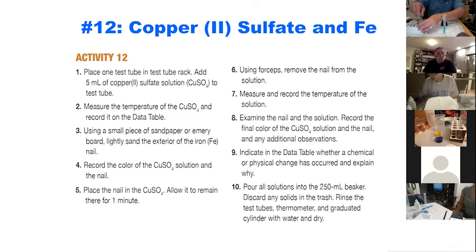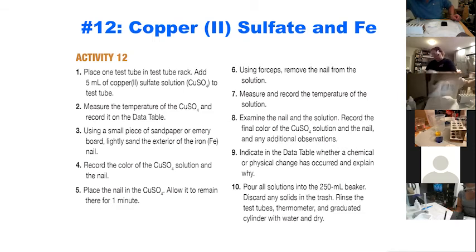All right, so here is my 5 mils again. So I got my beautiful Carolina blue copper 2 sulfate. And instead of magnesium or aluminum this time, we're going to use iron in the form of a nail, which is in a bag here somewhere. Here it is. It's going to be a huge cleanup after this one.